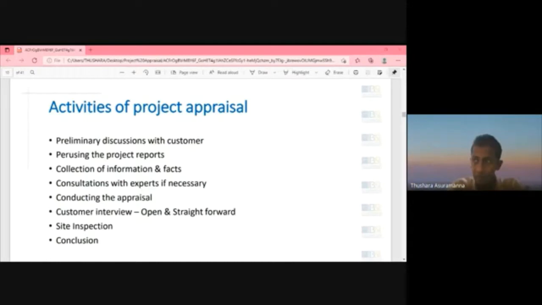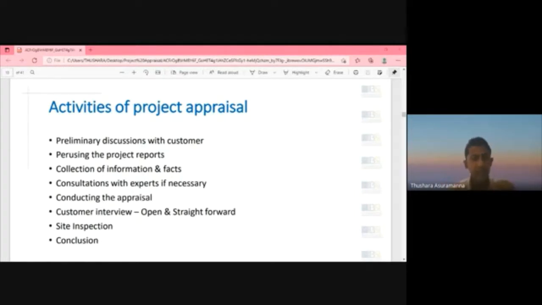If required, you have to go, maybe with the concurrence of the client sometimes, and there may be some financing requirements also to be met. So that's what you need to do. Based on that information, you then try to do an appraisal. You conduct it to varying degrees, and then you do the appraisal from a financial perspective, economic perspective, marketing perspective, and so on.